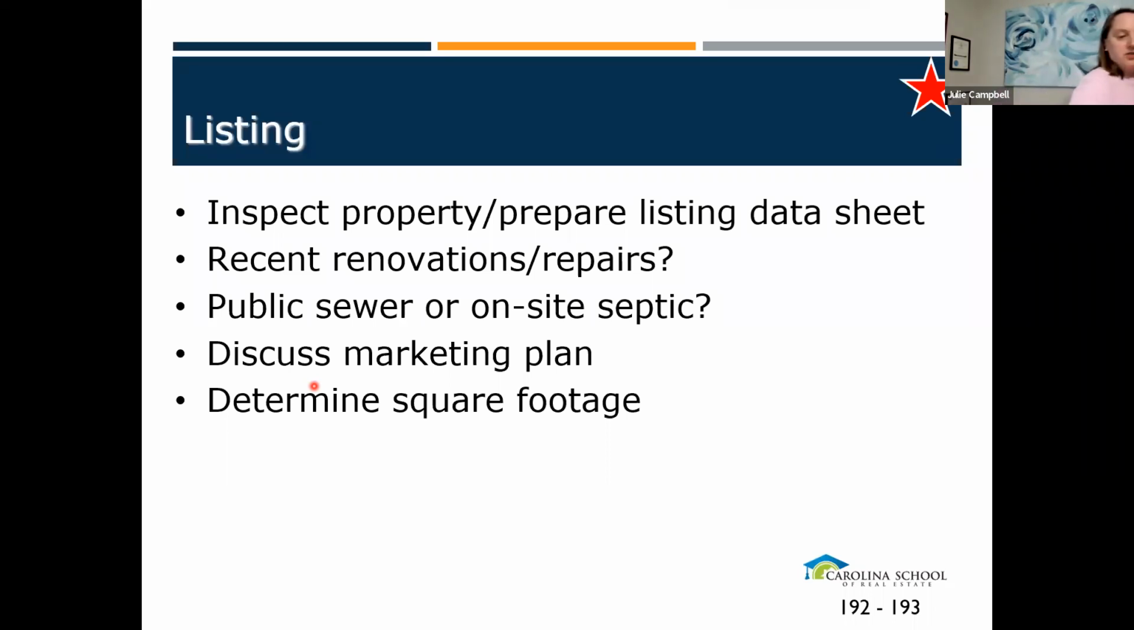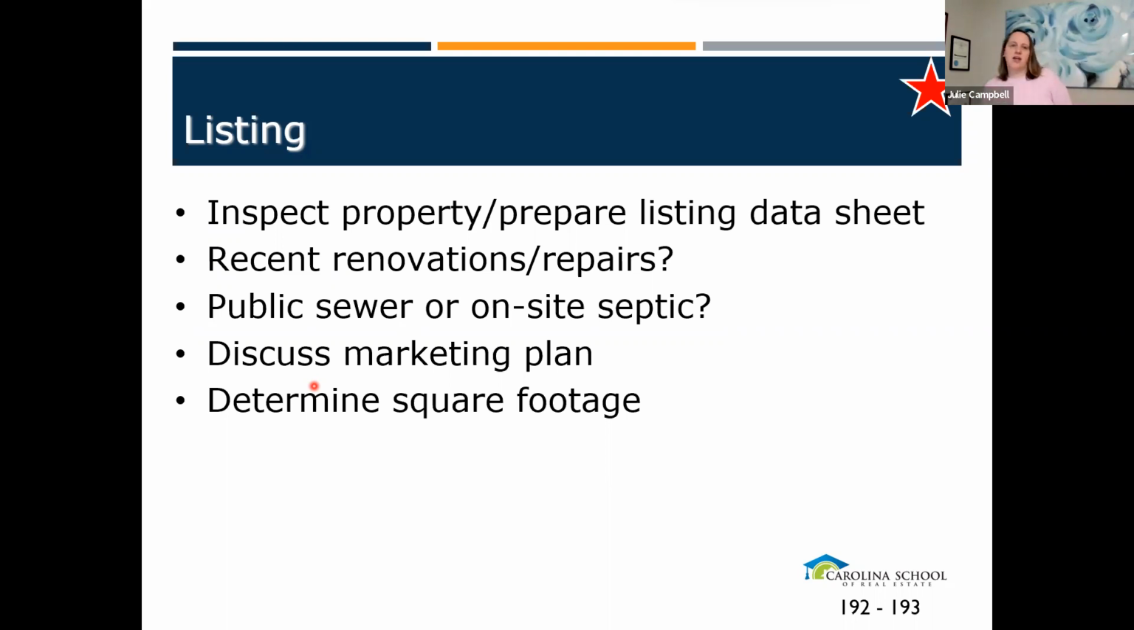One thing we can look up before we go is whether or not it's on a public sewer or on site. If it's on site, who remembers how many human heartbeats per bedroom? If we have an on-site septic system, how many human heartbeats? Yeah, 2 human heartbeats per bedroom. So if the septic permit says 3 bedrooms, all I can advertise is 3 bedrooms. And what it's saying is that this on-site septic system will hold the capacity of 6 people.